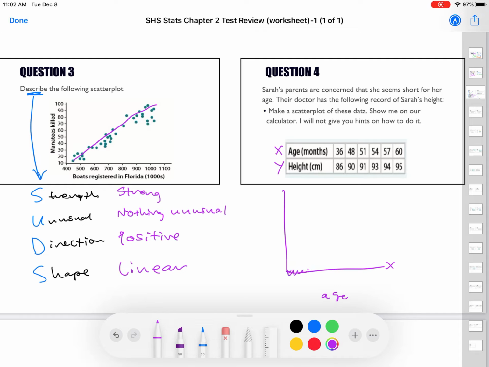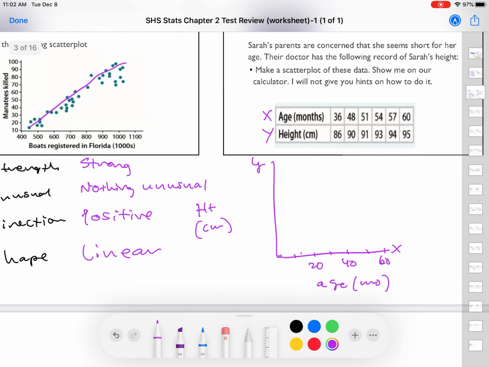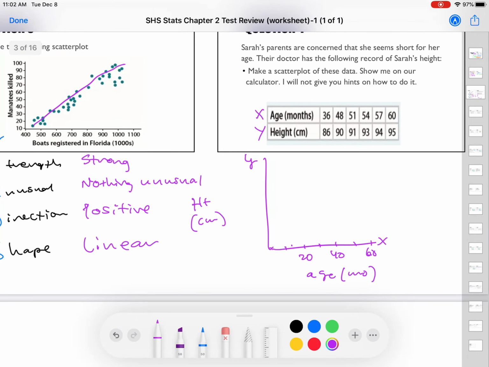We can do the squiggly, and then we'll do 30. Count by, I don't know, that's too much because I got 60. So let's count by about tens: 10, 20, 30, 40, 50, 60. That's measured in months. And then height measured in centimeters for the Y. And then I notice 90, and then you can do your squiggly.